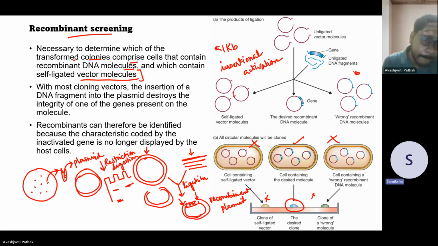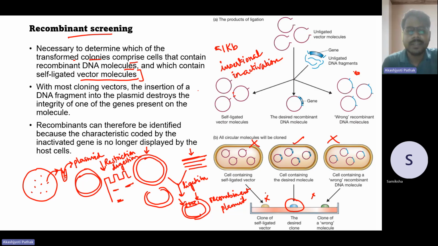Means when we are inserting the desired gene, then all further processes will happen. So after inserting that, it was an example of galactosidase, I think. Beta galactosidase. Okay. So blue and white staining. Yes, you are partly correct.